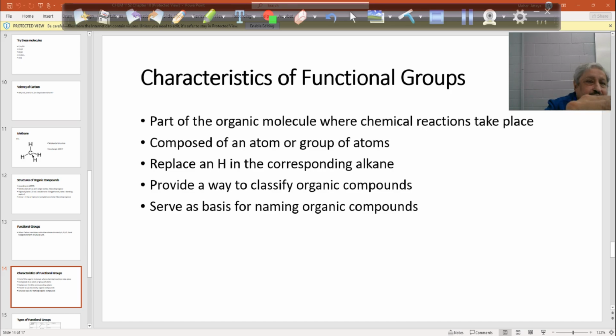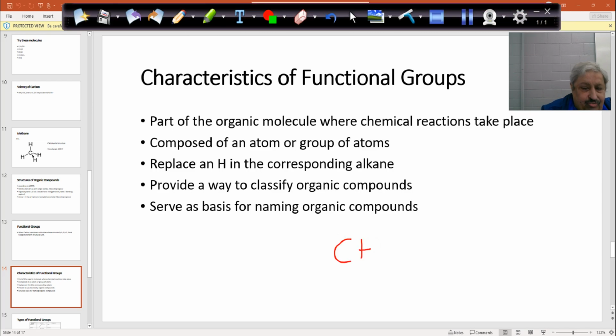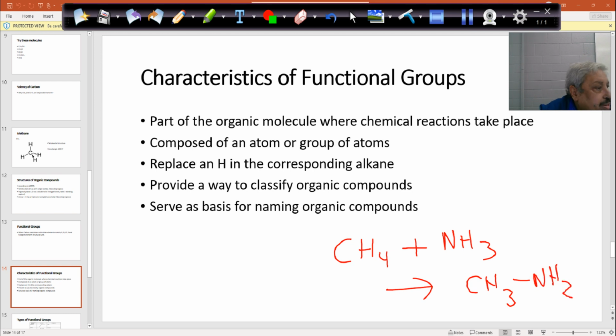An example gave us this. You have CH4, that's methane, and then you let it react with ammonia, for example. You get CH3NH2. So this is aminomethane. Aminomethane is totally different from whatever it started with. It's not per se a normal alkane. It's an aminoalkane. Are you following me here?